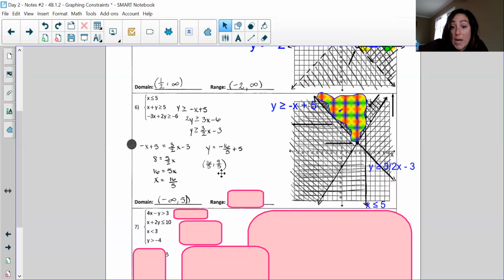So that means my range is everything from 9/5 to infinity, inclusive on 9/5 because it's the intersection of two lines, two solid lines.